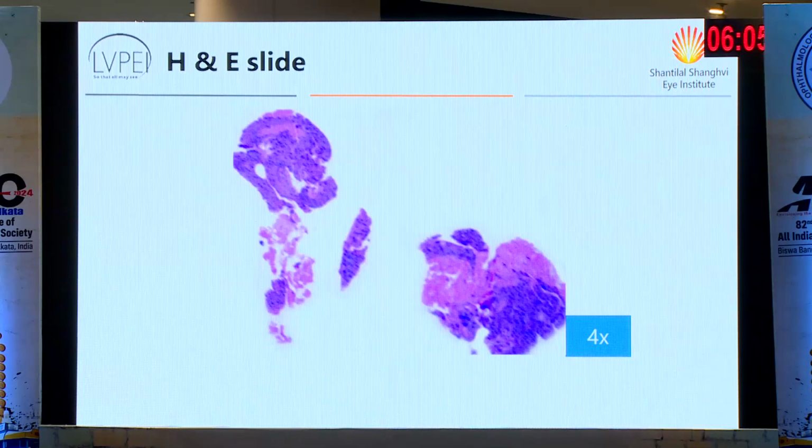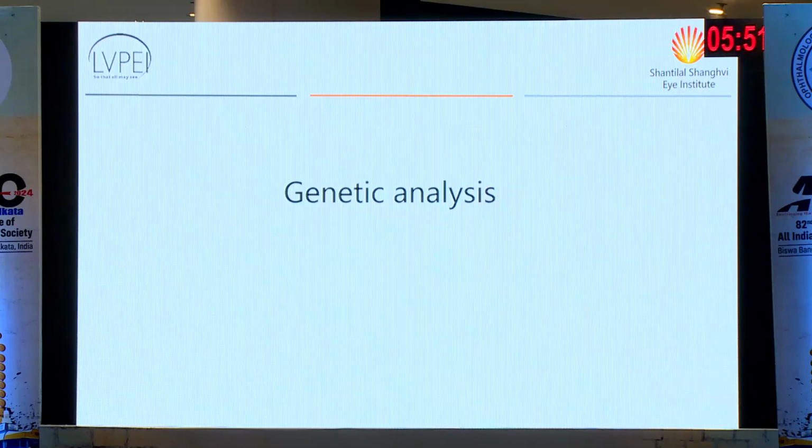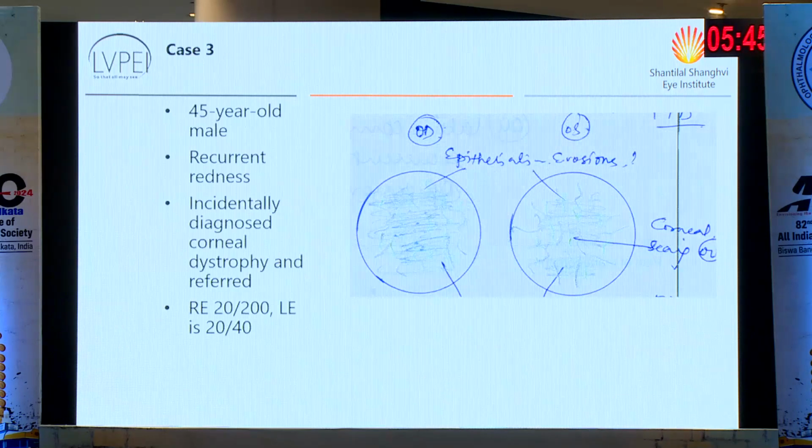So this is the second patient where you see under low power, all the epithelium has curled up. That is why I was saying to spread it out on filter paper. For the first patient we had done that. And these are the classical deposits which are staining with Masson's trichrome, as I showed in the previous case. This patient, we could perform genetic analysis, which showed positivity for the TGFBeta1 gene.